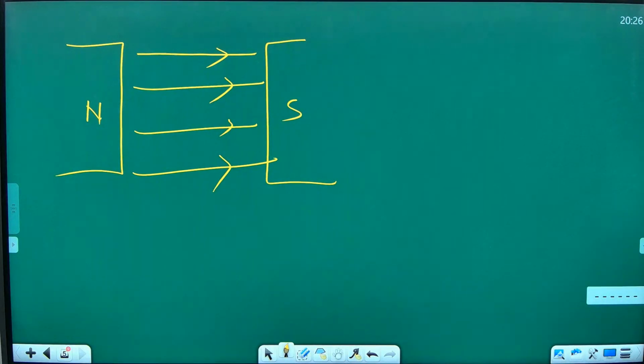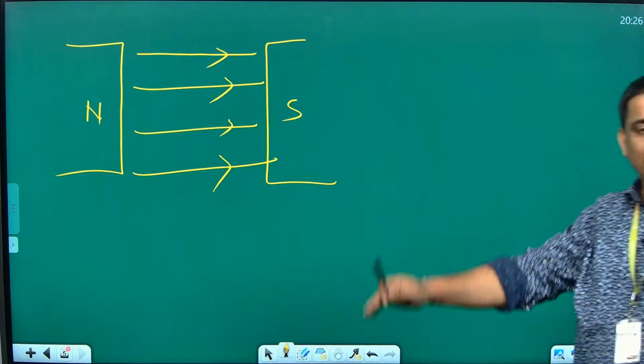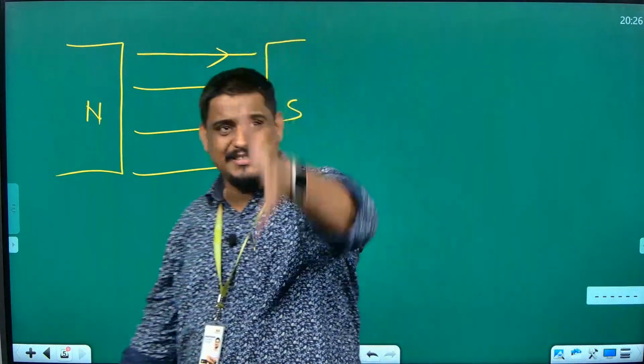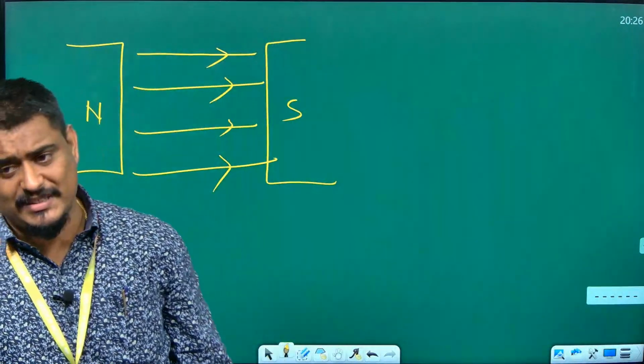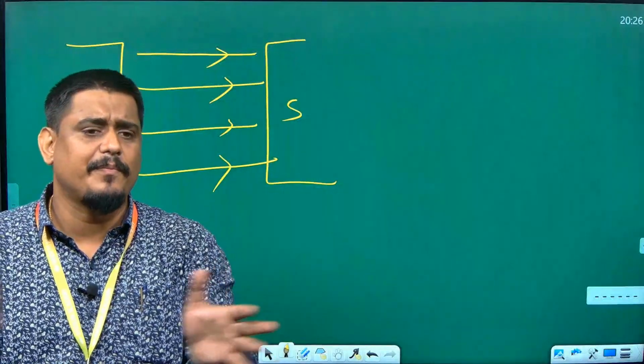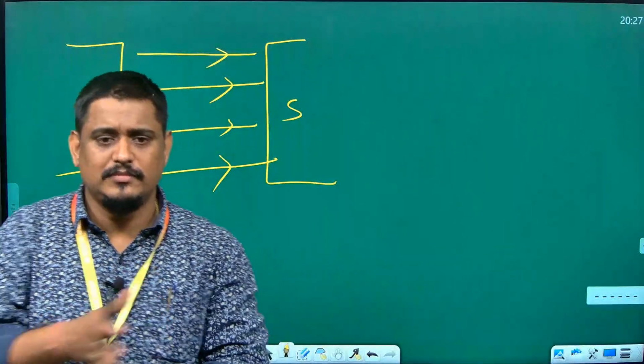If you want to create a uniform electric field, what do we do? We take plus sigma and minus sigma. We take two plates. One plate has a charge density of plus sigma, the other has a charge density of minus sigma. Between those plates, we have a uniform electric field.